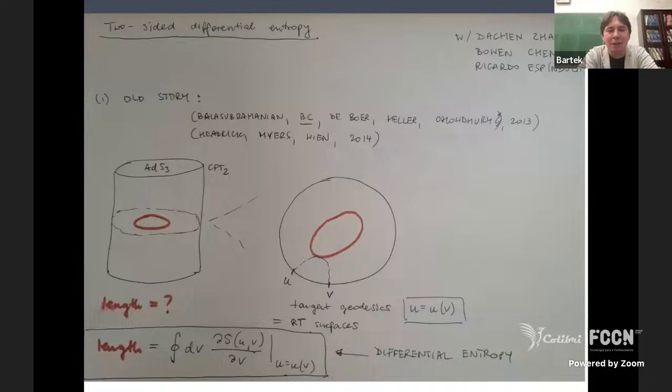And the question that we studied back then, so this is already 10 years ago, was how to compute the length of a curve in the bulk of an AdS spacetime, and we focused on AdS3 spacetimes, from the dual CFT. So in this case, we have the AdS3/CFT2 correspondence.